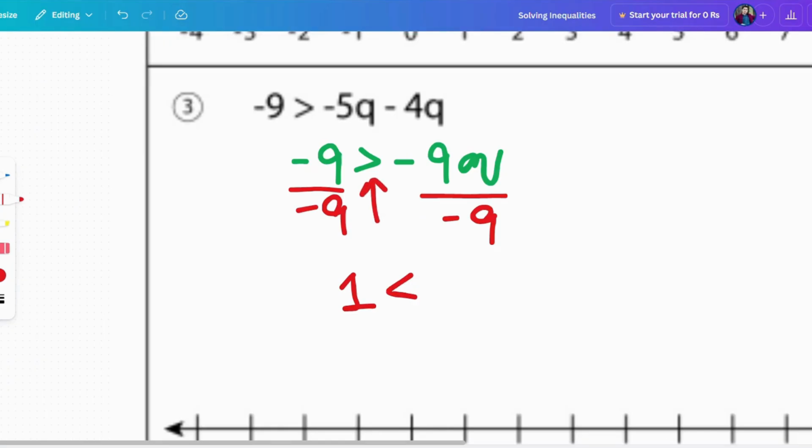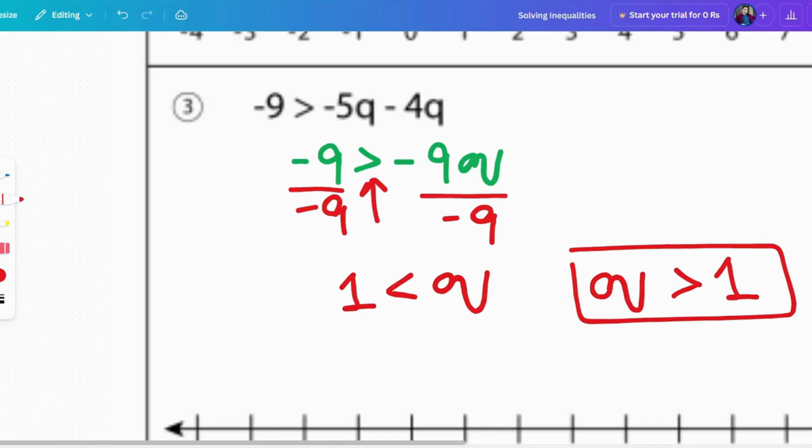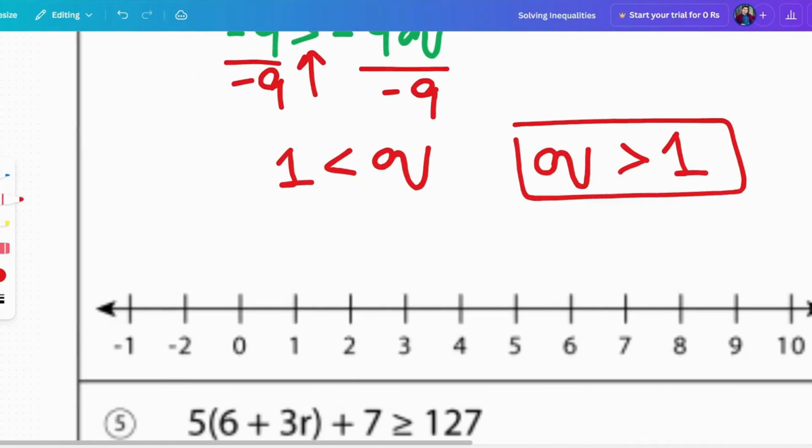So it will be 1 is less than q, and if I rearrange it, it's going to be q is greater than 1. Okay, they both have the same meaning. On 1, I'm going to put an open circle like this, and it will be pointing in this direction, just like that.